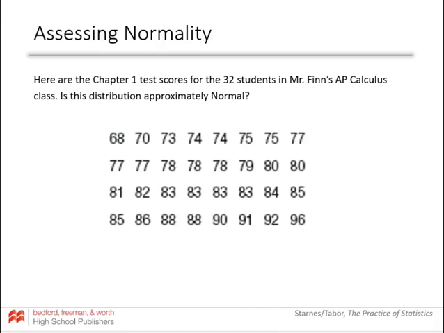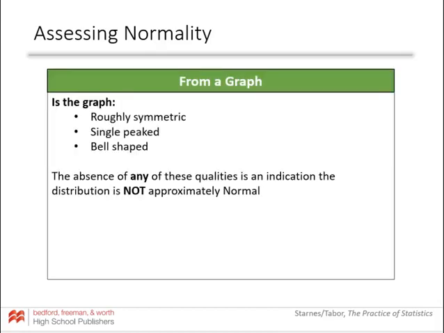All right, different ways we can tell. One is we can look at a graph. If I looked at a histogram or a dot plot of Mr. Finn's calc scores, we would be looking for 3 things. Is the graph roughly symmetric? Does it have a single peak in the middle? And then is it bell-shaped? If it does not meet all three of these qualities, then we would say it is not approximately normal.